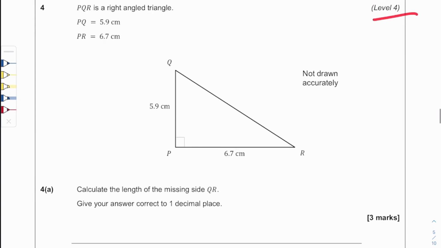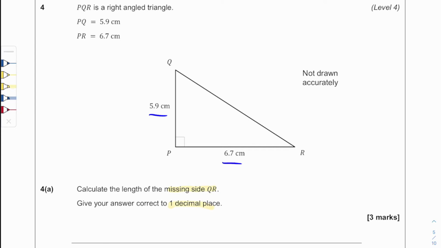Right, so for this one, we're told PQR is a right angle triangle, and we've got PQ, which is 5.9 centimetres, and PR, which is 6.7 centimetres. We then need to calculate the length of the missing side, which is QR. And we need to give our answer to one decimal place.